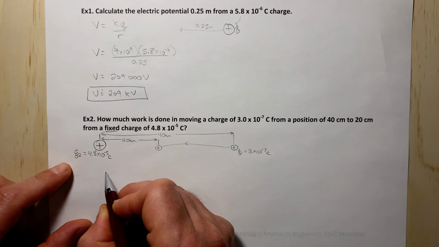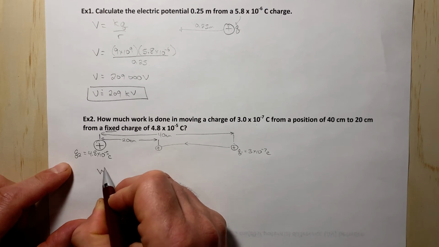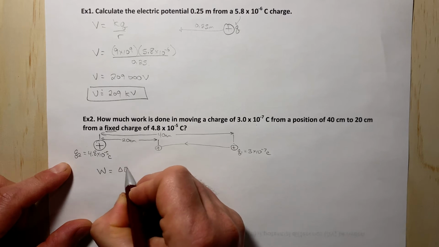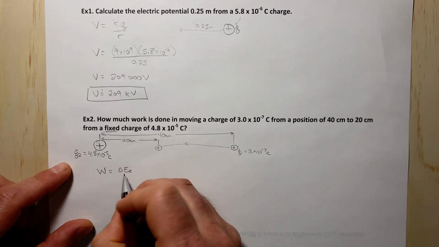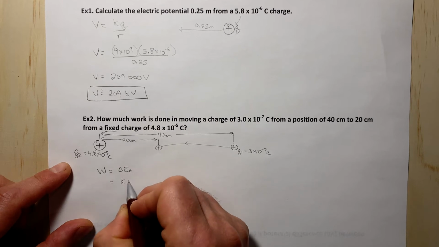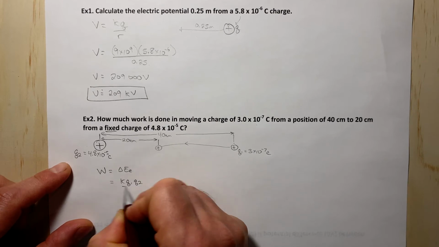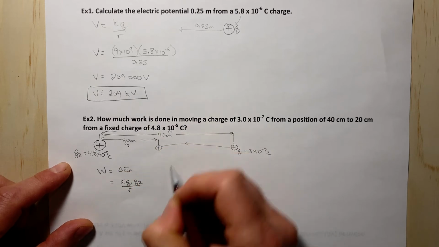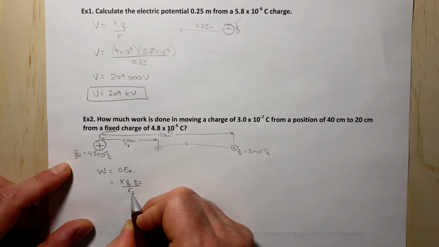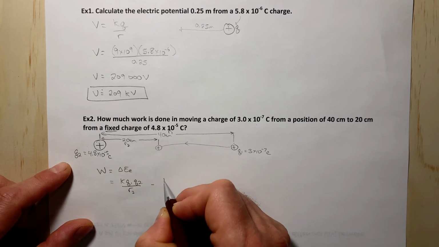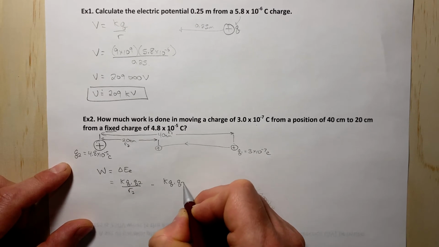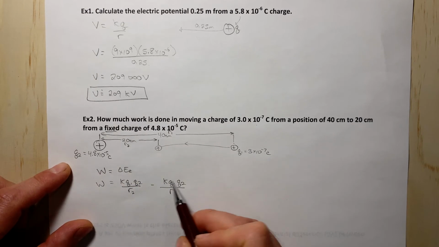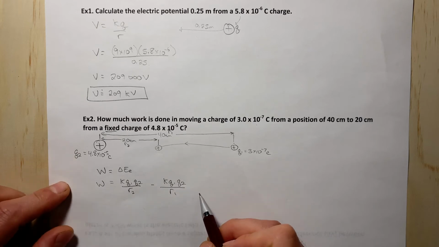There's a couple of ways that we could look at this thing. We know that work is change in electric potential energy. Okay, so K Q1 Q2 over R final. Let's call this R2. This guy's R1. So K Q1 Q2 over R2, not squared, just R2, minus K Q1 Q2 over R1. Work is change in energy, energy final minus energy initial. We can just go ahead and sub numbers in here.